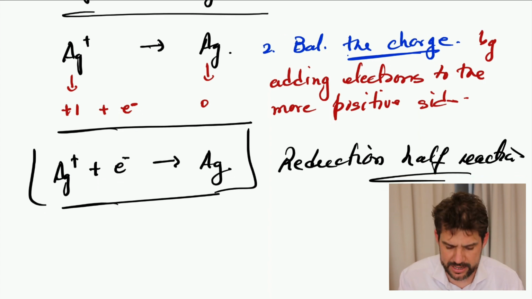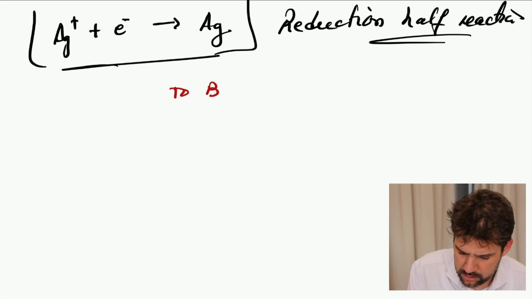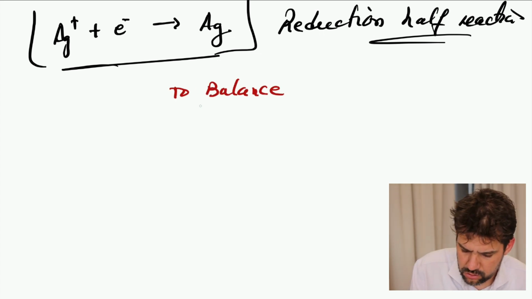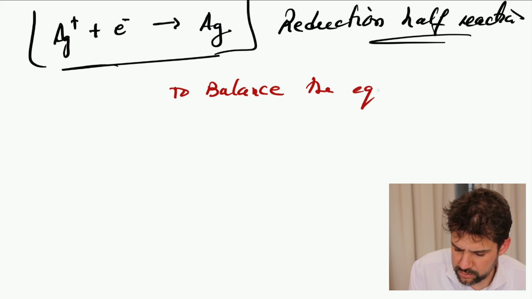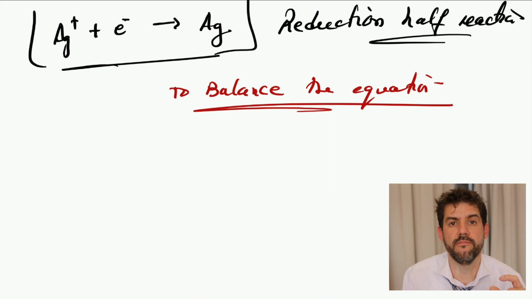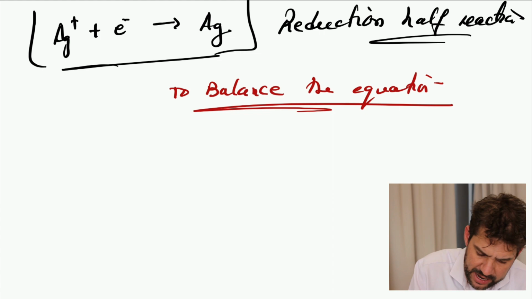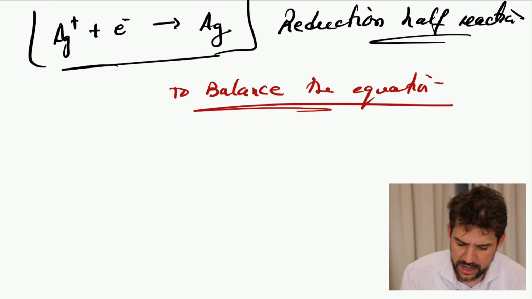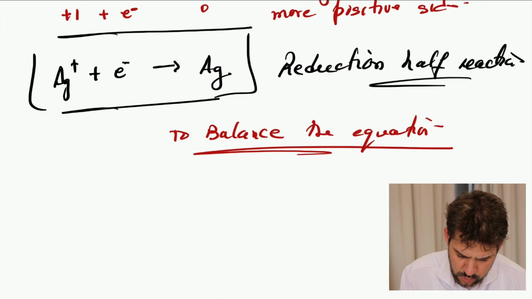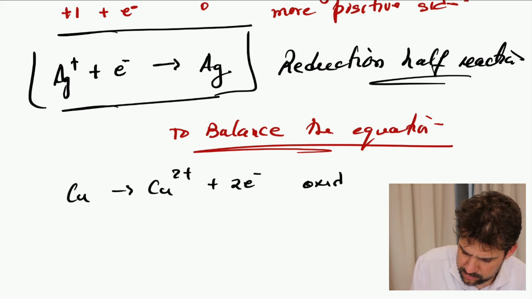Now, to balance, I'm going to make a note here. To balance the equation, you are going to make the number of electrons the same. So let's rewrite both half reactions. You have to start with both half reactions. Let's rewrite it here. Cu goes to Cu2+ plus 2 electrons. This one is oxidation.